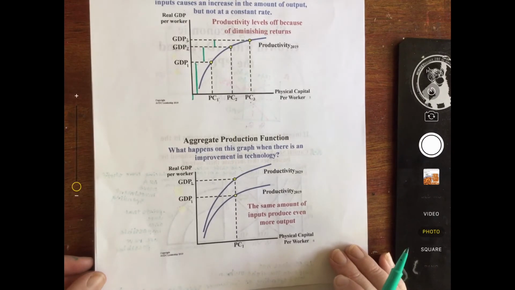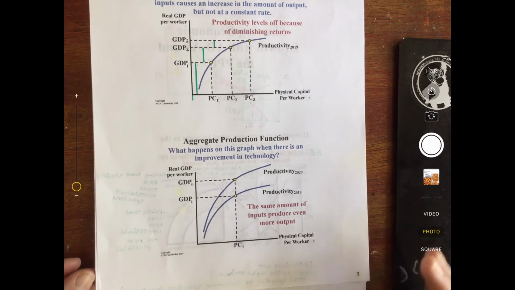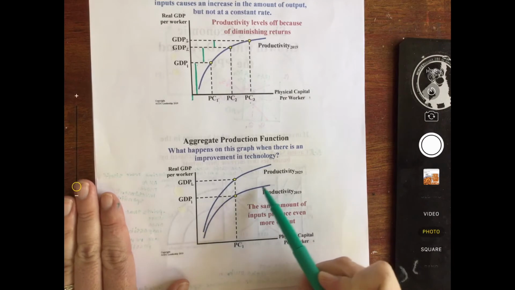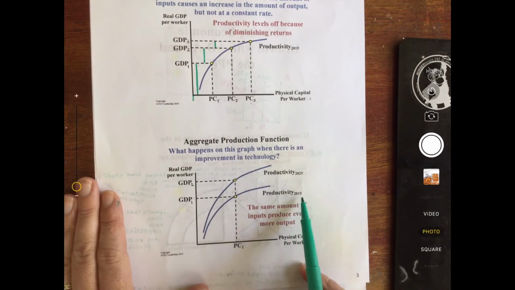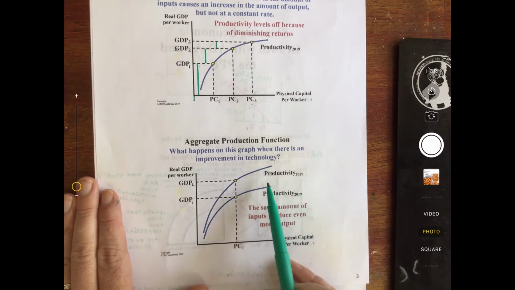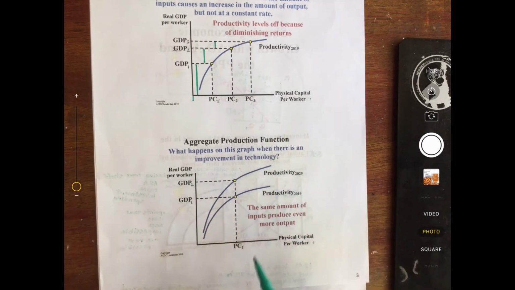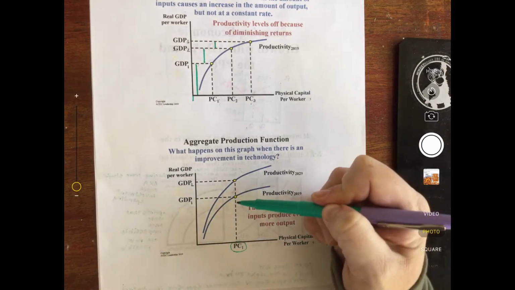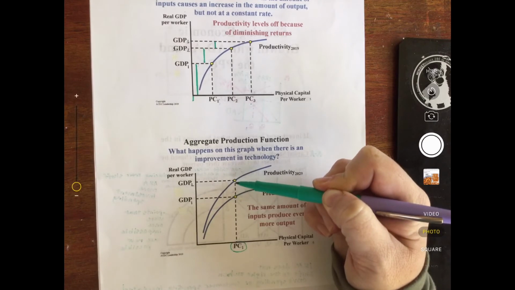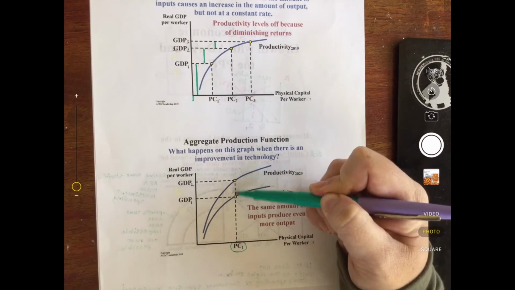Now let's look here. What happens if we have an improvement in technology? Well, an improvement in technology allows us to be more productive. Here's the productivity curve from 2019. And now let's say we had an increase in technology, and this is what our productivity curve for 2029 might look like. Now at the same amount of physical capital, we are able to produce more GDP per worker due to this technology.